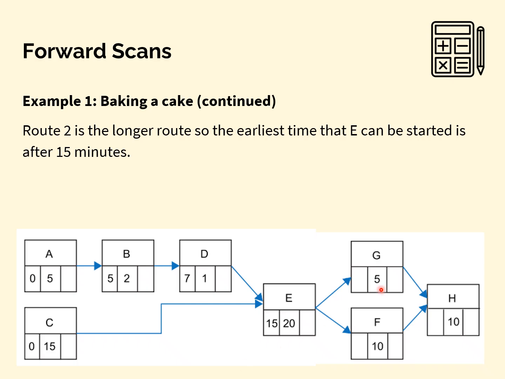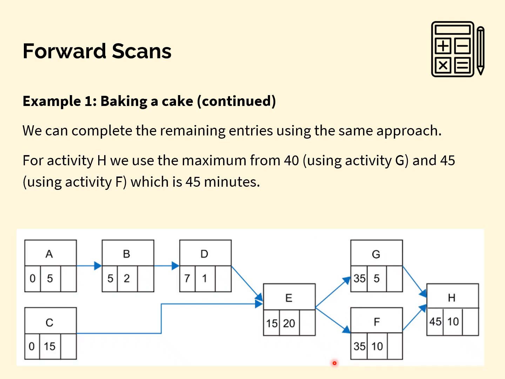Then we go on to G and F. So G and F are 2 activities which happen at the same time, and both of them, G and F, only have the one preceding activity. So that means that the early start time for G and F are the same. So what we're going to do is add up 15 and 20 to get 35 and put 35 in for both of them.